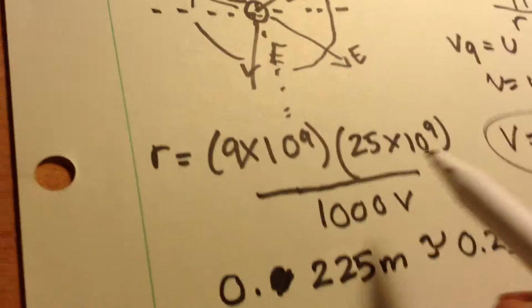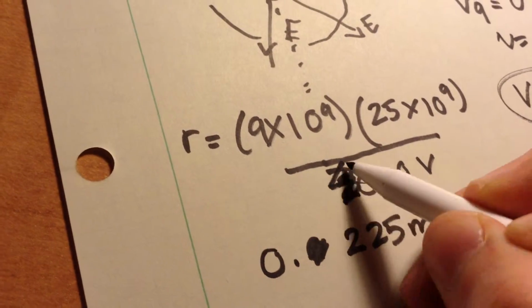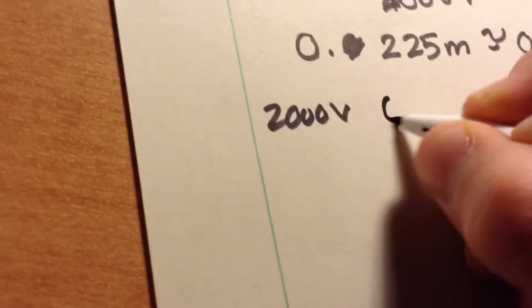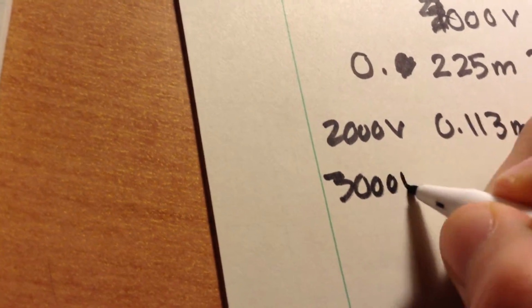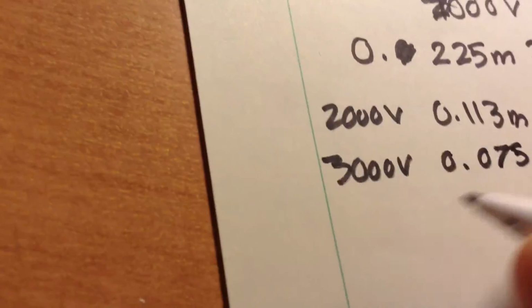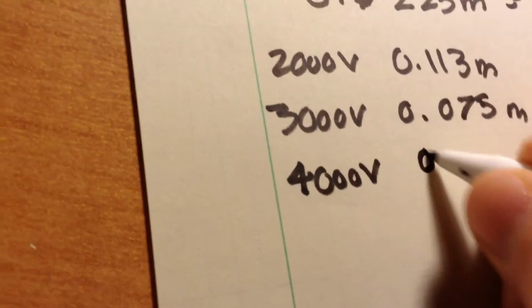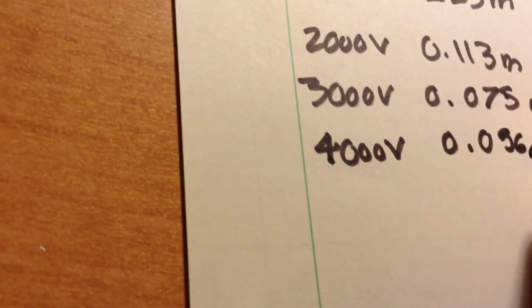And then to calculate the other radii, going back to this equation here, we just plug in the various voltages under here. So the next one would be 2000, then 3000, then 4000. And you should get for each one, 0.23 meters for the 1000 volts. 2000 volts will be 0.113 meters. 3000 volts will be at 0.075 meters. And 4000 volts should be 0.056 meters.